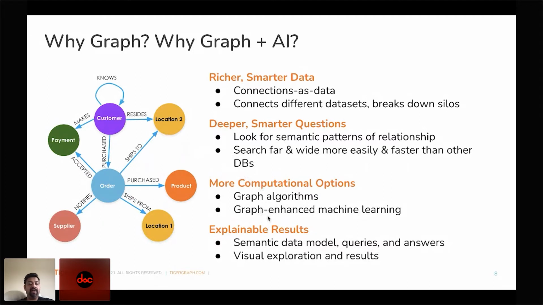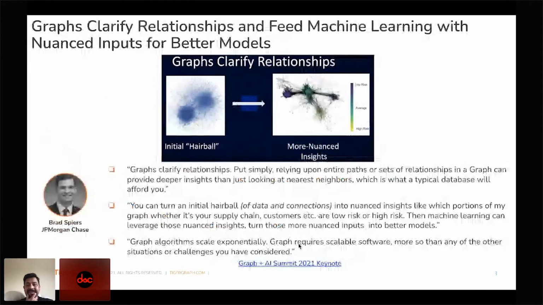This is very hard to do in real time with relational databases. Then there are explainable results, where when you come up with an answer, say this particular customer's credit application has been declined, or this particular customer is likely to buy this particular product, you can explain that. That's why explainable AI is possible with Graph Plus AI.